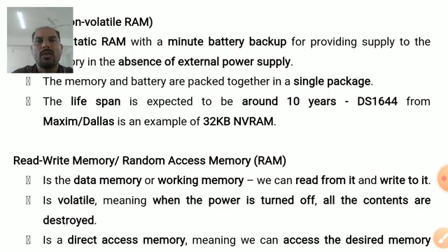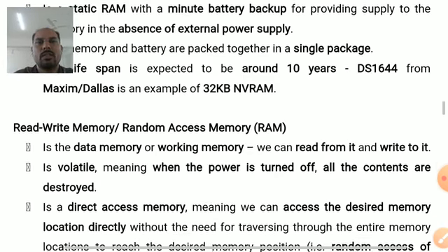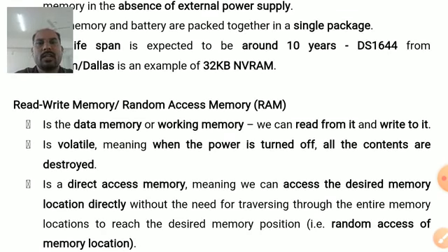DS1644 from the Maxim or Dallas Semiconductors company is an example of NVRAM that is having a capacity of 32 kilobytes. Then we'll move on to the second type of memory, that is RAM, read-write memory or random access memory. This is the data memory, working memory.